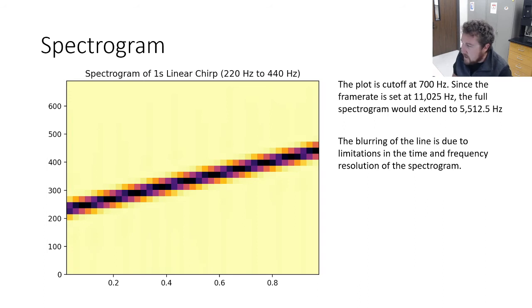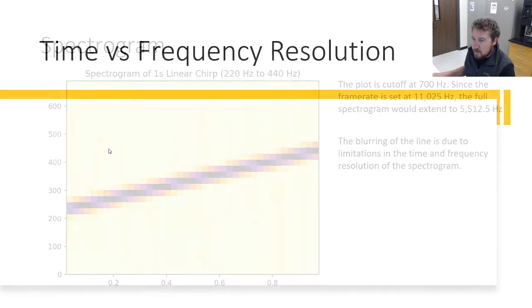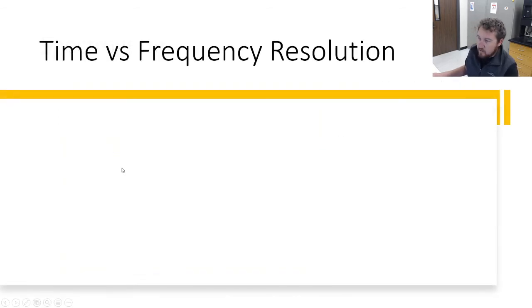And notice the line is kind of blurry. This has to do with limitations in the time and frequency resolution of the spectrogram. When we choose that segment length, we're kind of going to set our time versus frequency resolution, and there are some important trade-offs that you make when you set that value. So let's look at that, time versus frequency resolution.